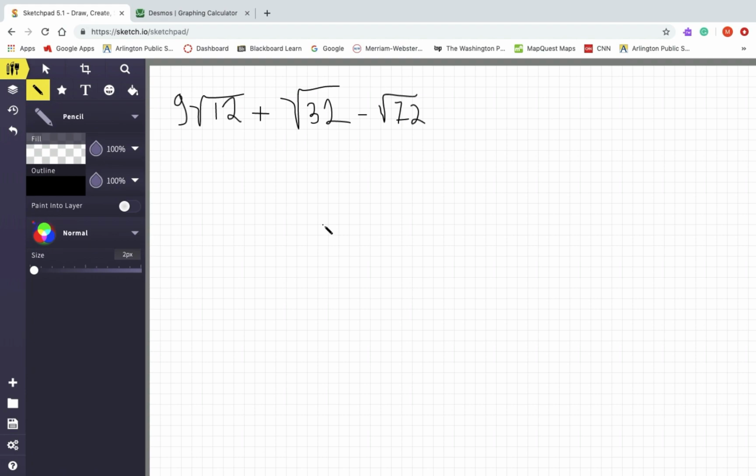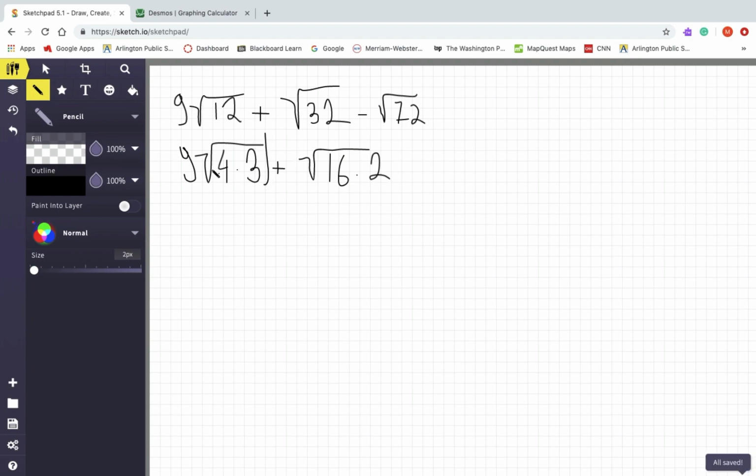Lesson 2. Radical operations. We have to start by simplifying each term. So in this case, we would start with 12. The highest perfect square that 12 can be divided by is 4. So 4 times 3. The highest perfect square that 32 can be divided by is 16. So 16 times 2.